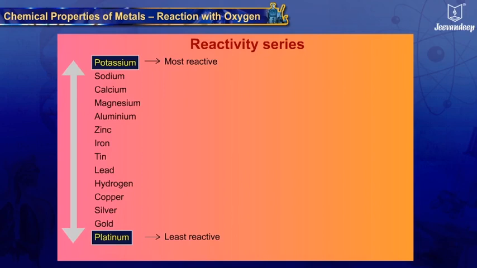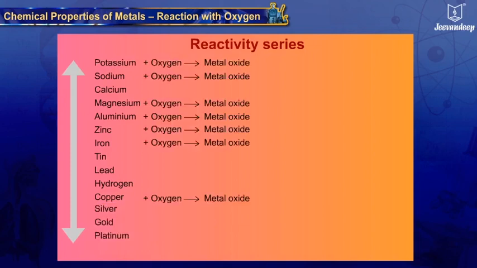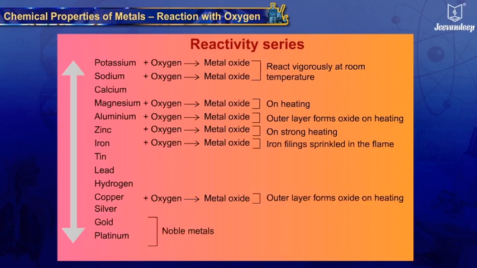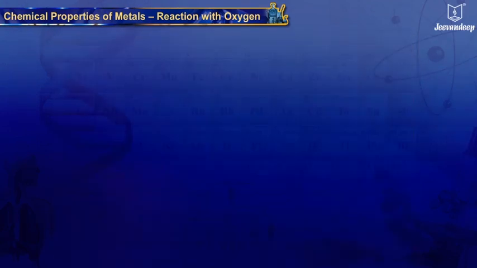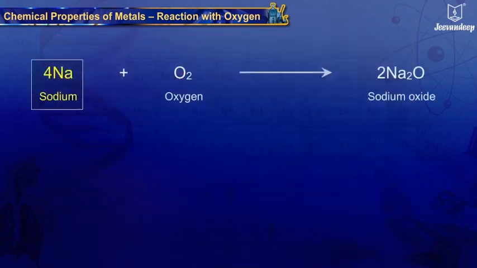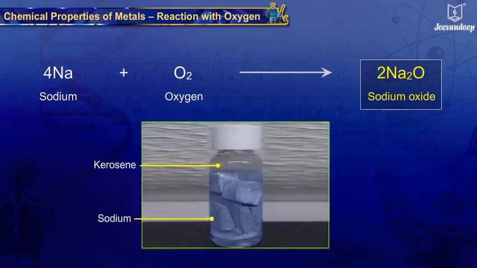With the exception of noble metals like gold, all the metals react with oxygen to form metal oxide, with the difference in reaction conditions corresponding to their reactivity. Sodium and potassium are at the top of reactivity series. Sodium reacts with oxygen to form sodium oxide at room temperature. Hence, sodium is stored under kerosene oil to prevent reaction with oxygen.